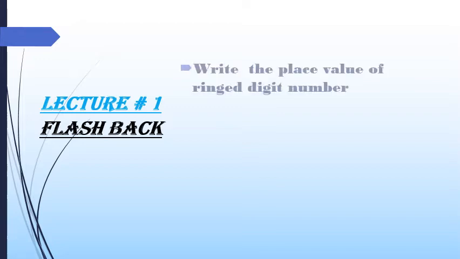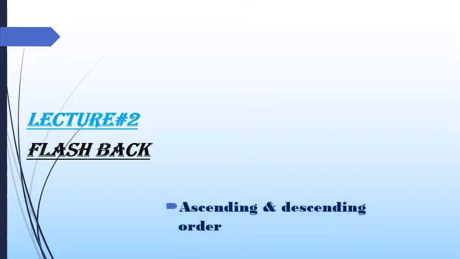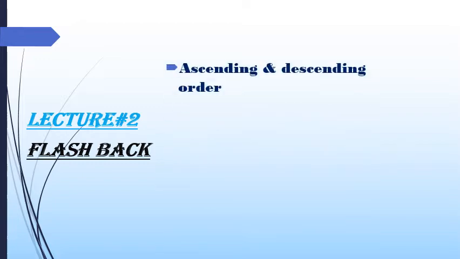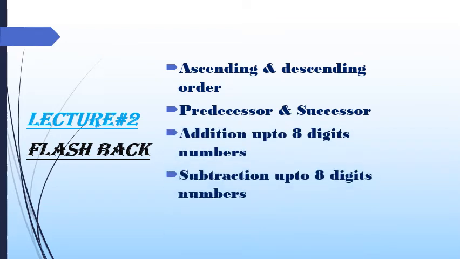First, we will quickly take a review of the previous lectures. In lecture number 1, you learned to find the place value of a digit, how to read and write numbers in words, and to write a number in expanded form. In the second lecture, you studied ascending and descending order, predecessor and successor, and addition and subtraction up to 8-digit numbers.